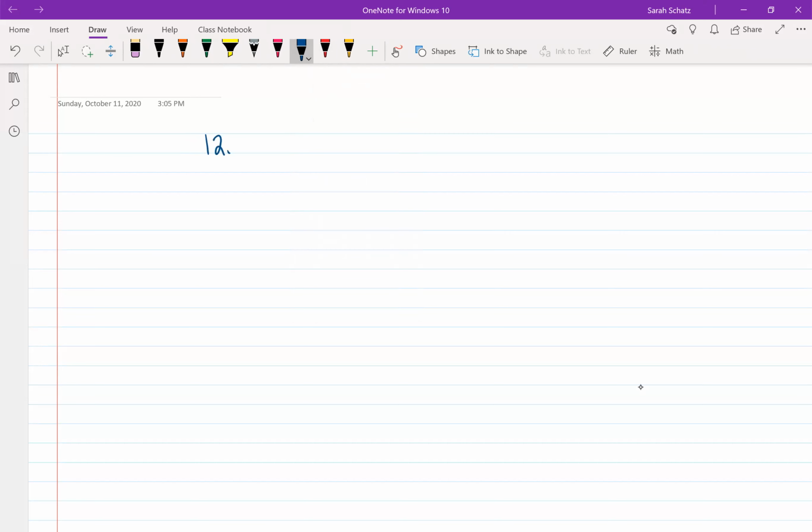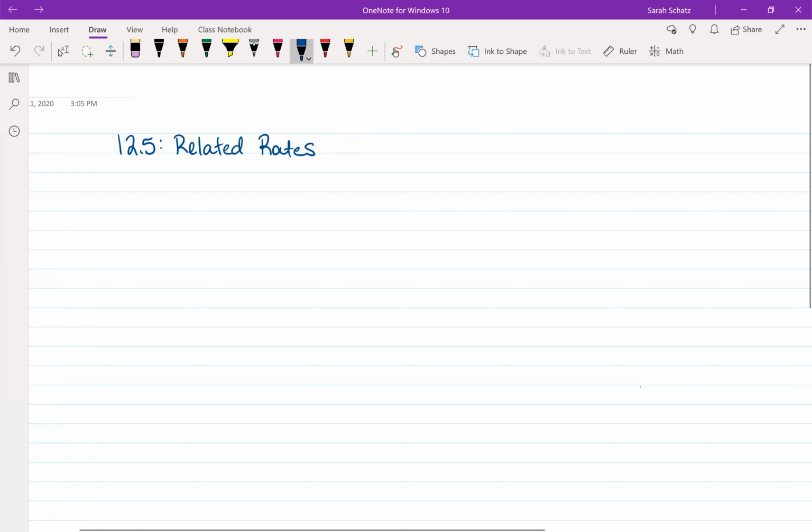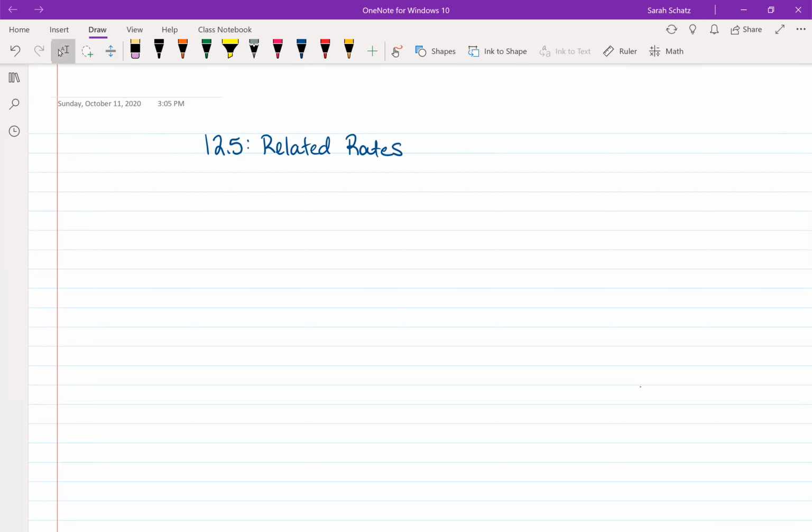All right, so this is 12.5. And like I said, it's called related rates. So I'm going to put an example problem up with just letters and numbers, no application yet. But once we get the hang of it, we are going to be looking at applications because most related rates problems have to do with applications. But we'll just look at a regular numbered example first so we can understand what's going on.